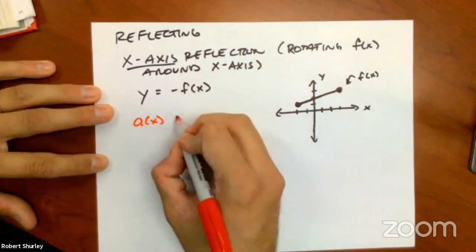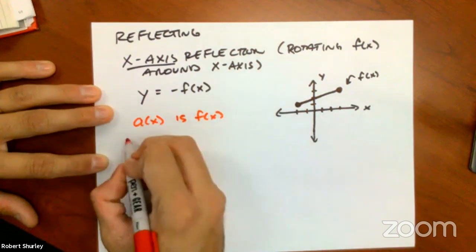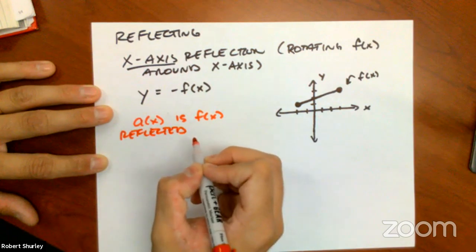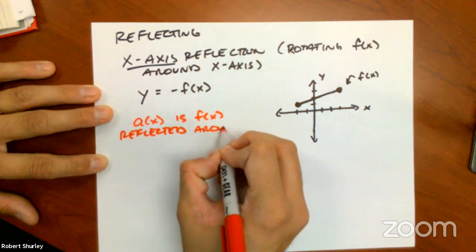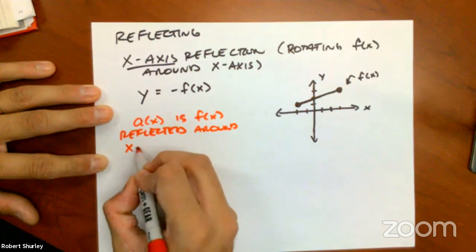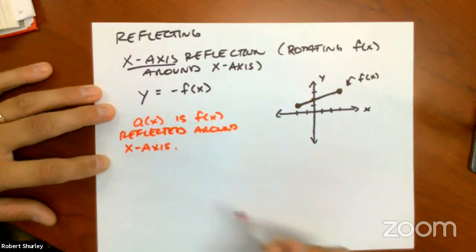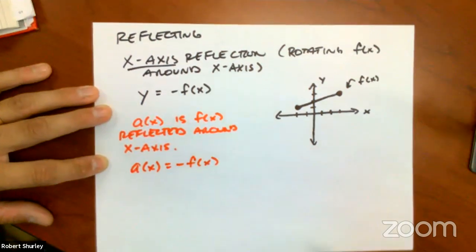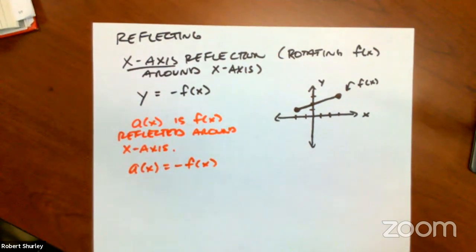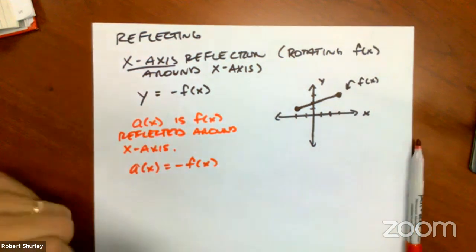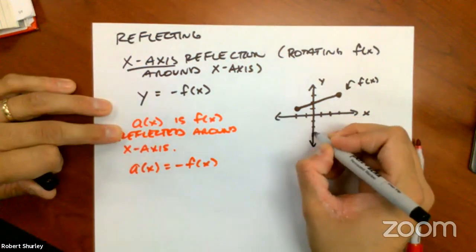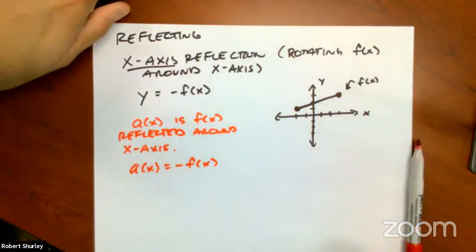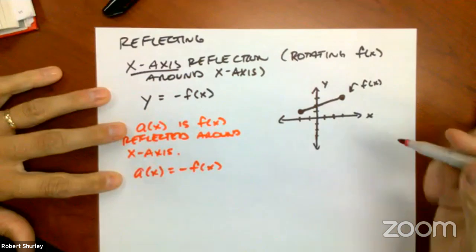A of x is this f of x reflected around the x-axis. Okay, so all a of x is negative f of x. That's all it is. You just pop the negative on the outside of the function. What happens though is that it rotates around. So think of it mirroring around the x-axis.